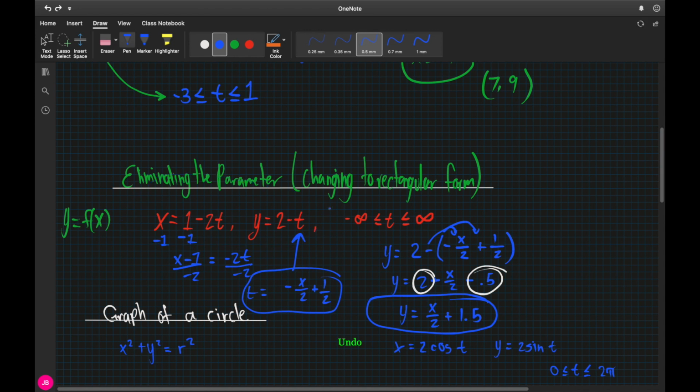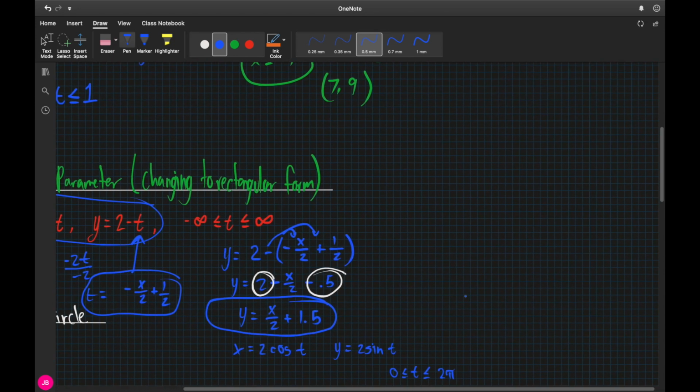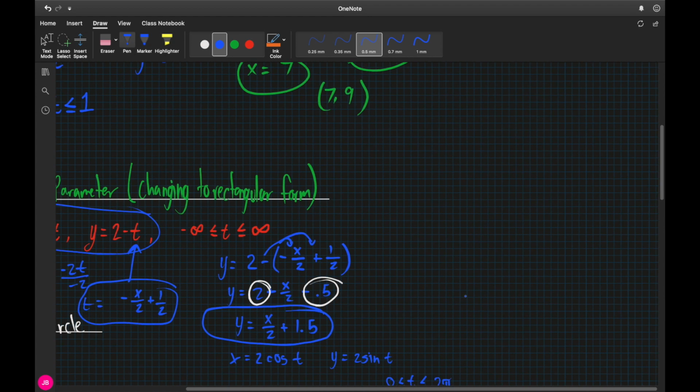So we have eliminated the parameter, but both of these are going to be exactly the same if we were to graph them. Now, let's say you wanted to go the other way and you wanted to add a parameter, or you wanted to go from rectangular form into parametric form. That's actually a very simple process. It's one of the easiest things that you guys can do in math.